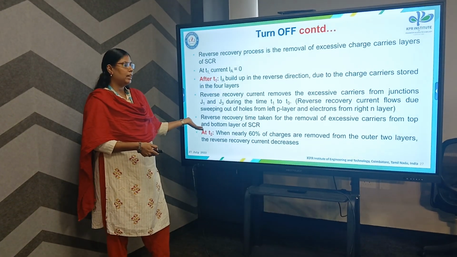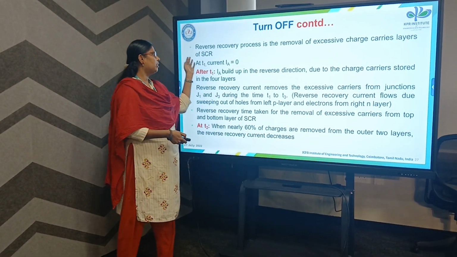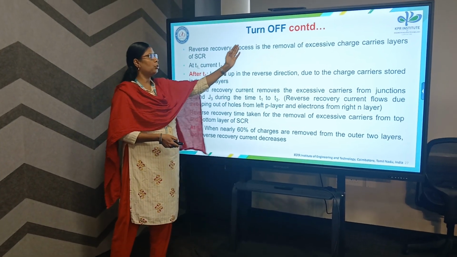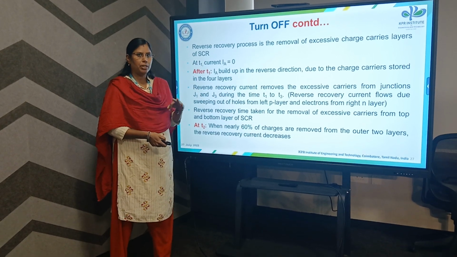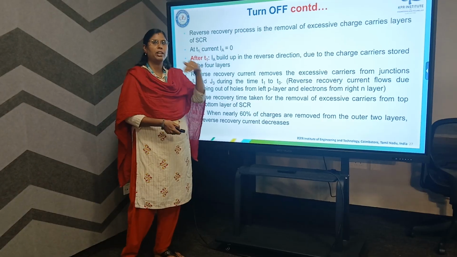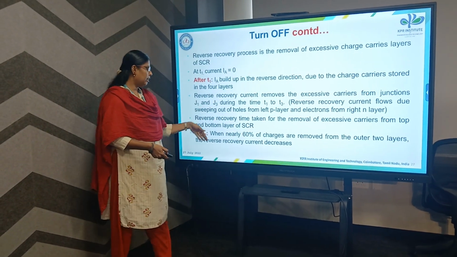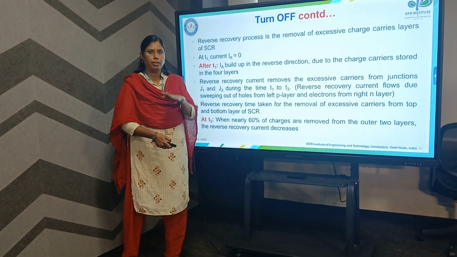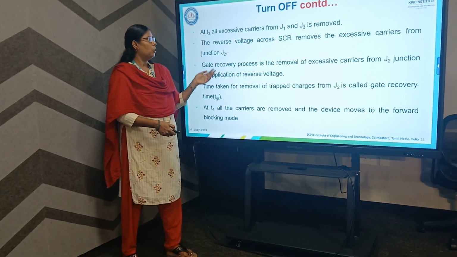We already, in the last slide, discussed the reverse recovery process to turn off the thyristor. In the reverse recovery process, we have 4 time periods. It is the process to remove the excessive charge carriers in the junctions of the SCR. We have 3 junctions, J1, J2, J3. First, we initiate the reverse recovery current in J1 and J3 to remove the excess charge carriers. At T1, it will happen. When we reach T2, 60% of charge carriers are removed from J1 and J3. Next, J2 excessive charge carriers need to be removed.